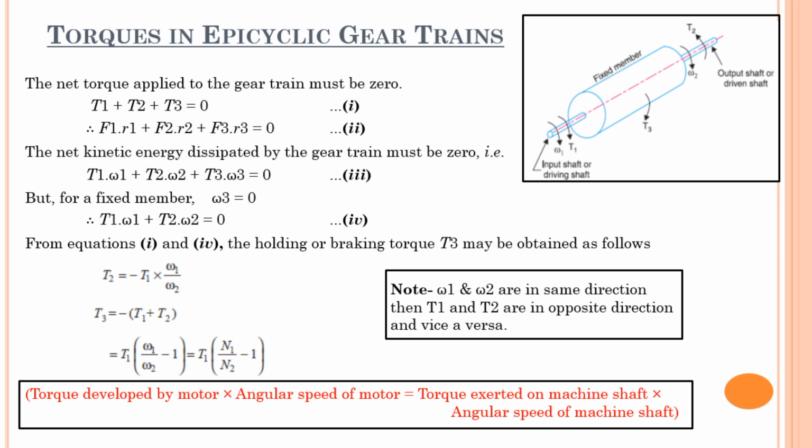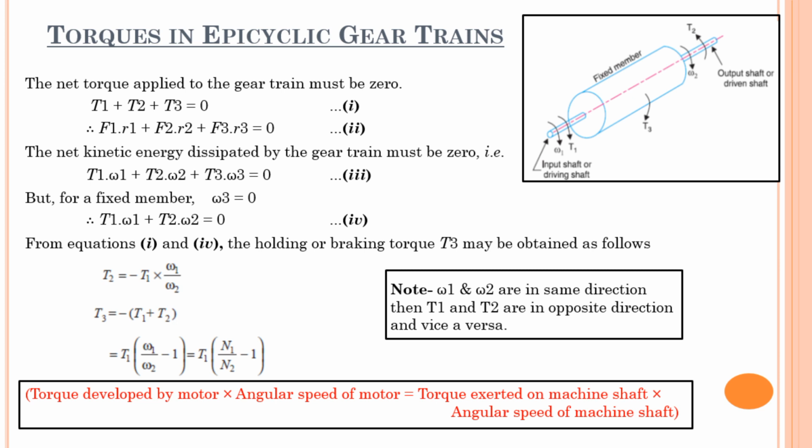Now if omega 1, omega 2 and omega 3 are the angular speeds of driving, driven and fixed members respectively, and the friction is neglected, then the kinetic energy dissipated by the gear train must be 0, isn't it? Now this kinetic energy I can write as tau 1 into omega 1. Similarly for all members, tau 1 omega 1 plus tau 2 omega 2 plus tau 3 omega 3 is equal to 0. This summation of all kinetic energies, the net kinetic energy, will be 0.